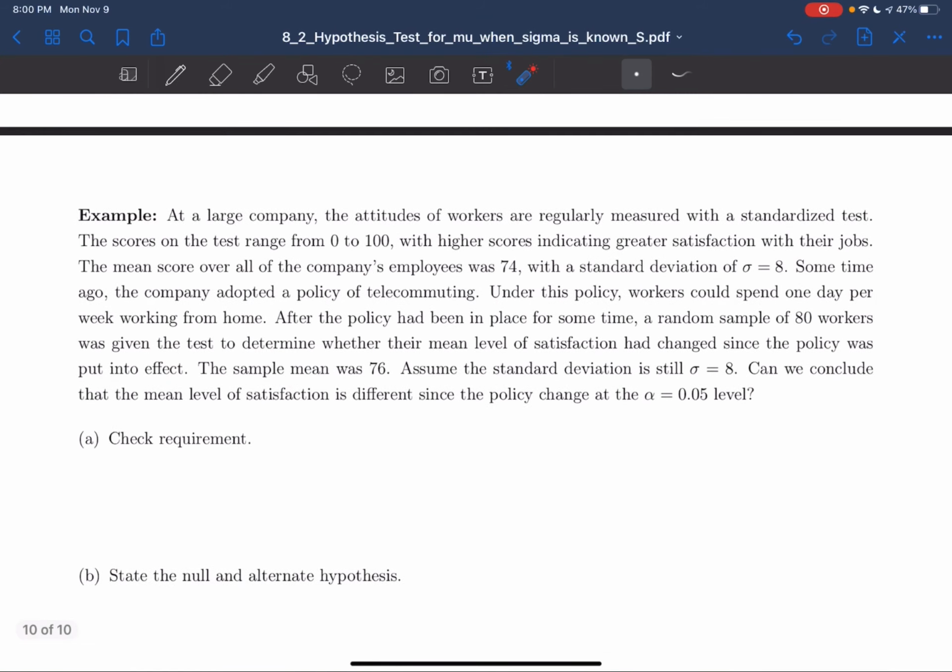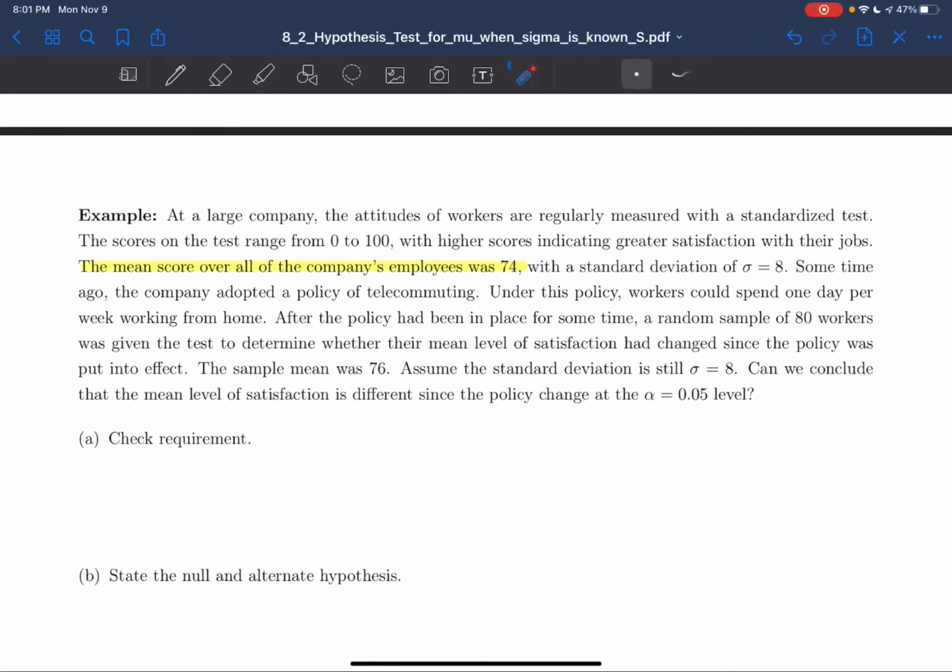So here, at a large company, the attitudes of workers are regularly measured with a standardized test. The scores on the test range from 0 to 100, with high scores indicating greater satisfaction with their jobs. The mean score overall of the company's employees was 74, with a standard deviation of 8.